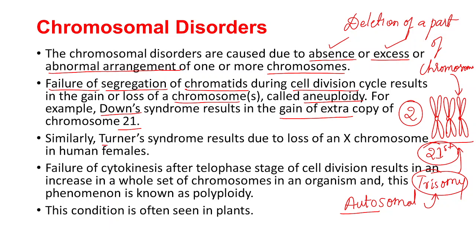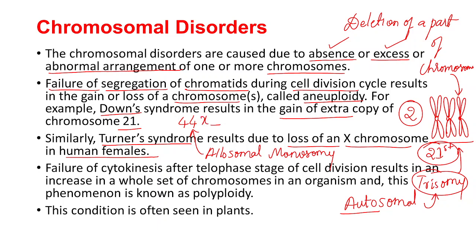And similarly, Turner's syndrome results in loss of an X chromosome in human females, which is called what? Allosomal monosomy. Why? Because in the case of Turner syndrome, along with the 44 autosomes, only one X chromosome will be there. There is no other chromosome. That is why allosomal, meaning sex chromosomal monosomy, means only one sex chromosome will be present because another X chromosome is lost, which is called allosomal monosomy.